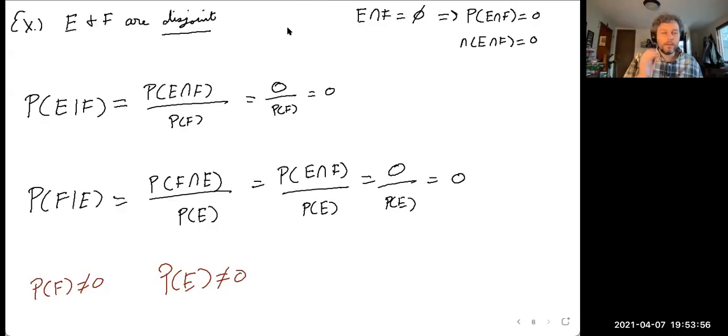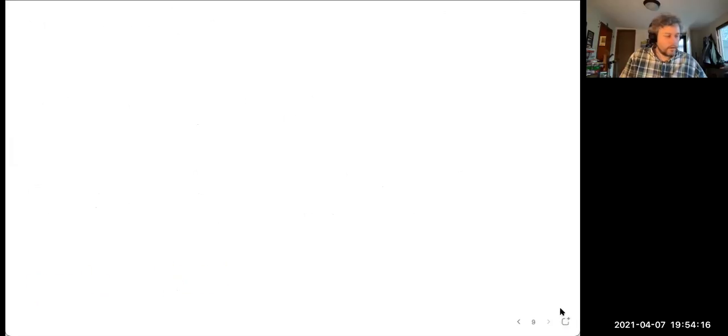But other than that, we proved that if they're disjoint, then their conditional probability is 0. There's 0 chance of them happening conditionally because they have no intersection. So that's it. Hopefully that's clear. And then our friends in Venn diagram world still exist. So let's look at them.